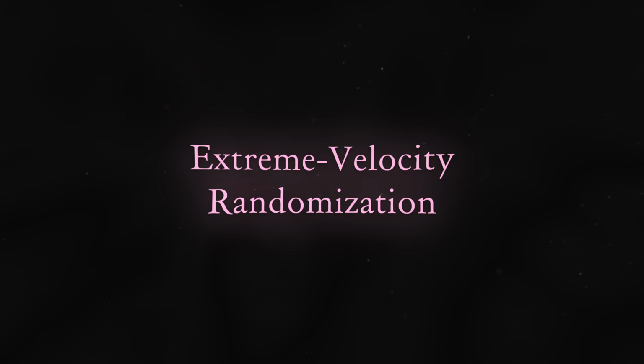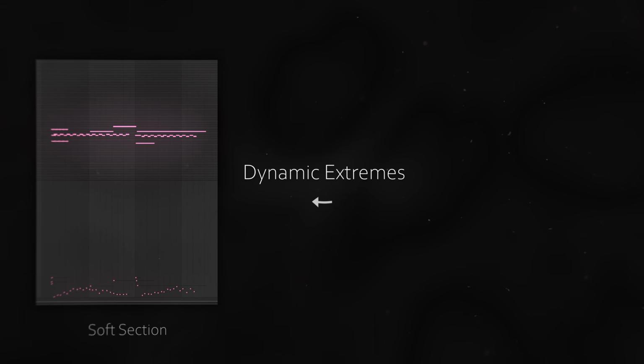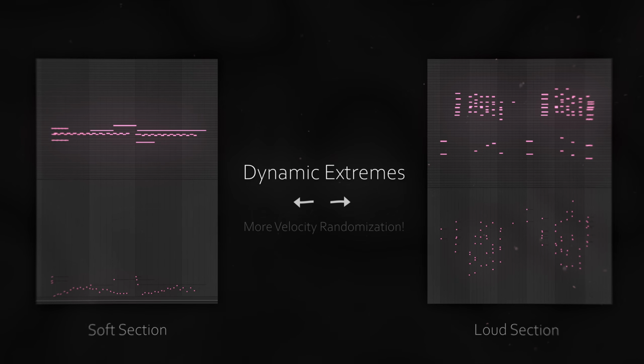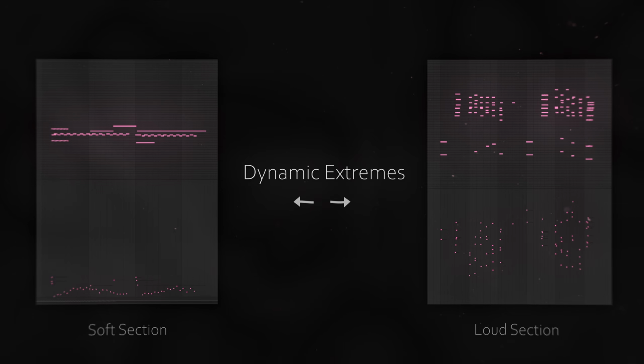Another thing that may lead to differences in randomization are dynamic extremes. It can be difficult for a pianist to control the tonality of a really soft section as well as a really loud section, so you can mimic this by having randomization effects being more noticeable here. Of course, you can still make these extremes sound more consistent if that's the intent.